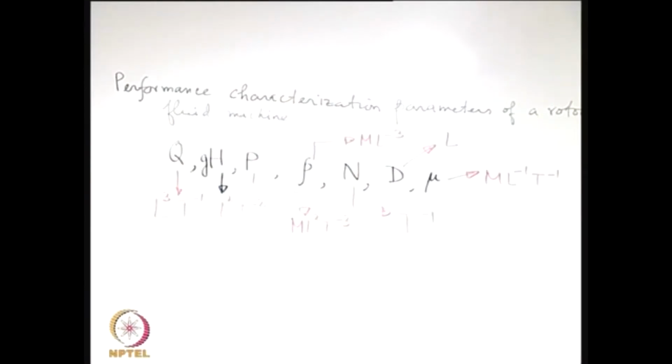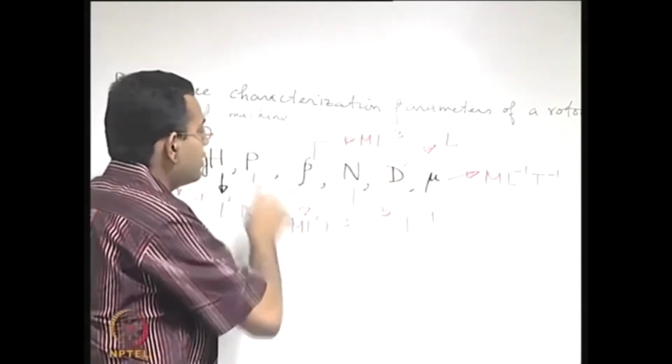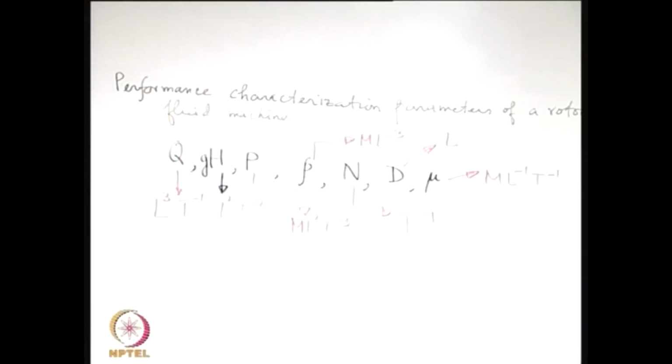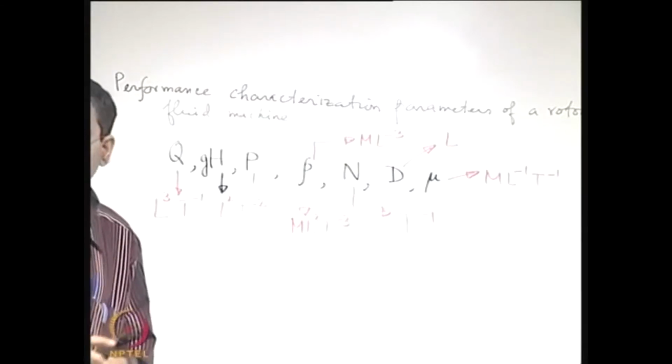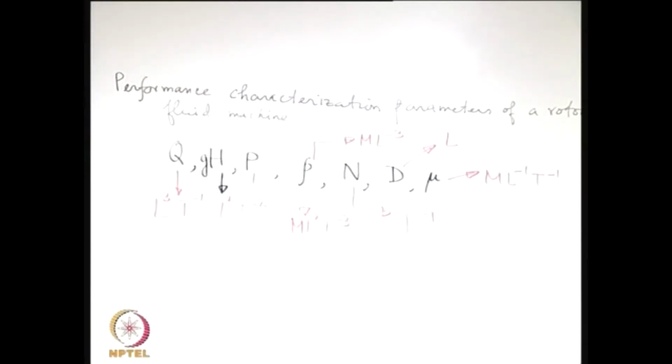So now how many fundamental dimensions are there? M, L and T, 3 fundamental dimensions are there, and how many parameters are there? 7. So you expect how many non-dimensional parameters or pi terms? 7 minus 3, that is 4. So let us try to identify the pi terms.